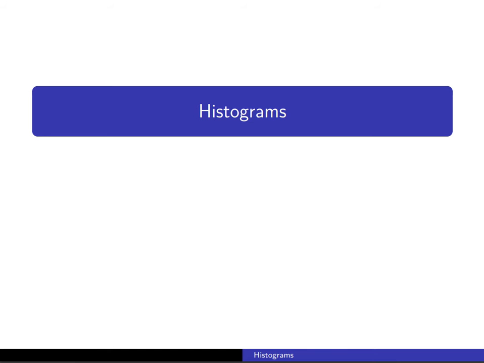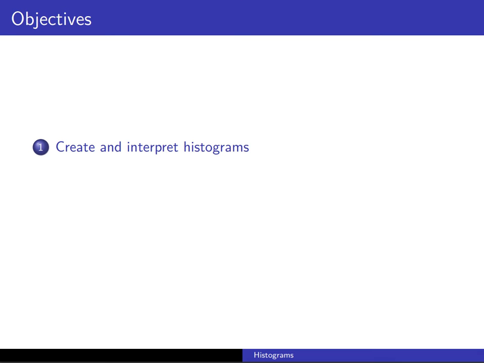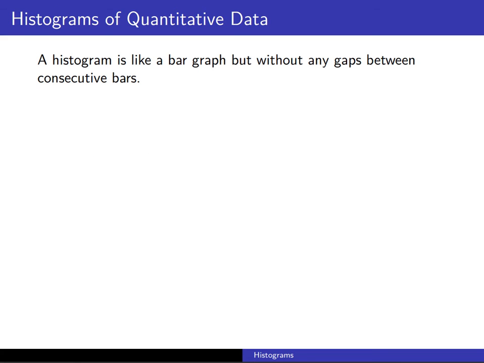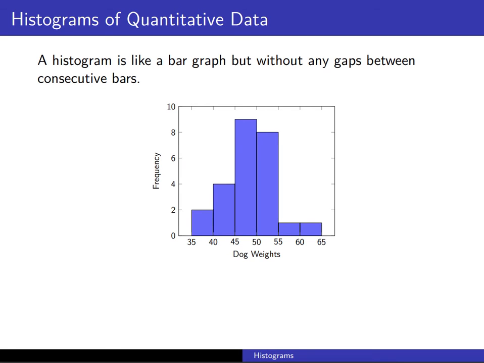In this video, we're going to take a look at histograms as a graph for a quantitative variable. So we're going to look at creating and interpreting histograms. A histogram is a lot like a bar graph, but without any gaps between consecutive bars. Again, it is quantitative data, so typically where one row of our frequency table would end, another one would immediately pick up where that one leaves off.